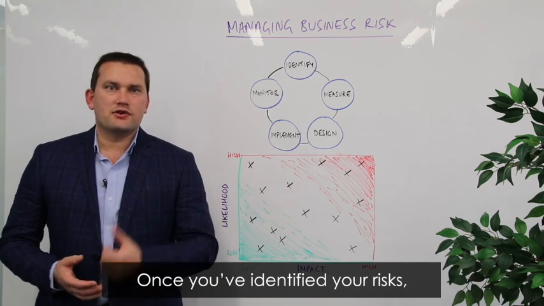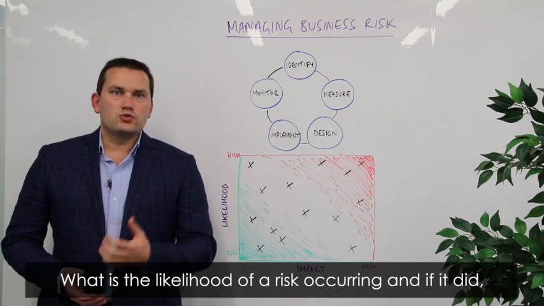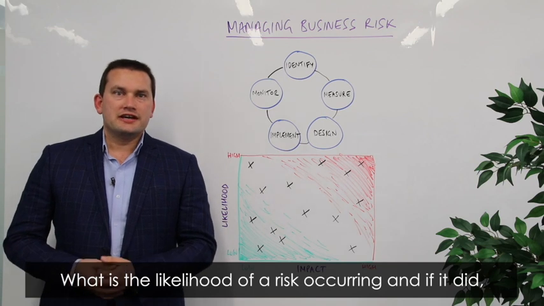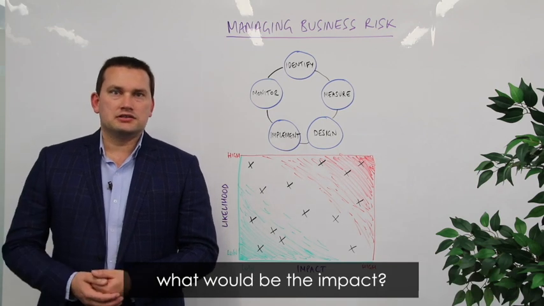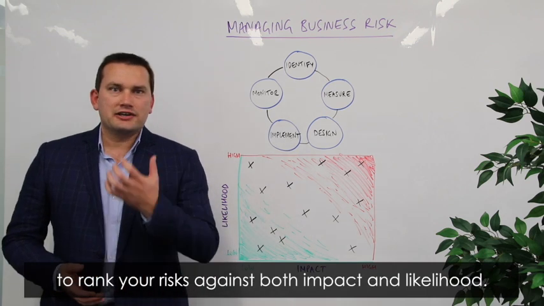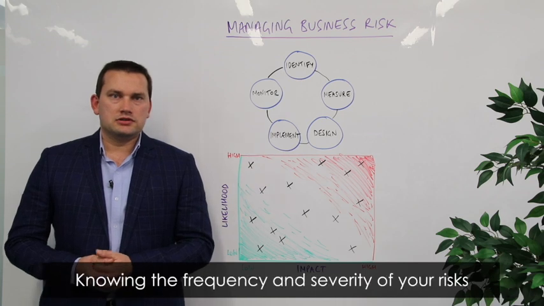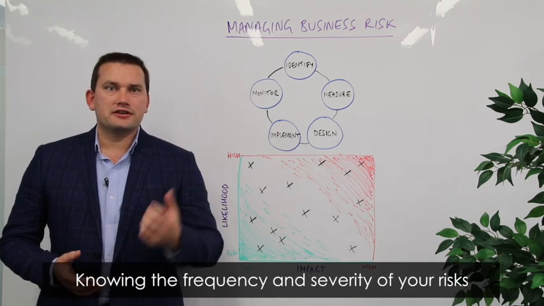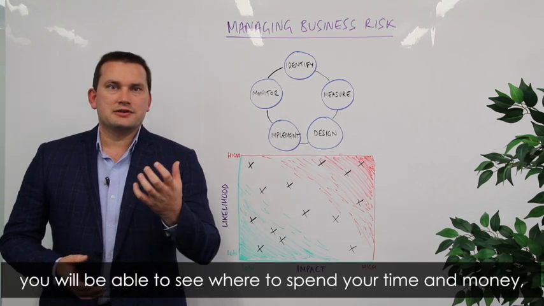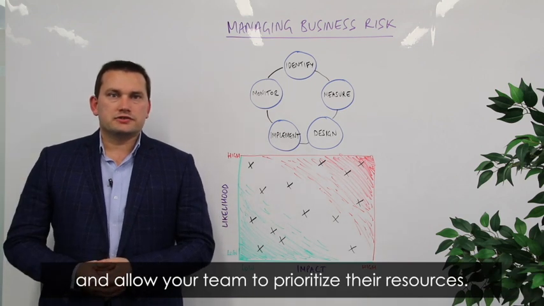Then once you've identified your risks, you need to analyse and measure them. So what is the likelihood of a risk occurring, and if it did, what would be the impact? And you can use a heat map, as shown here on the board, to rank your risks against both impact and likelihood. Because knowing the frequency and severity of your risks, you'll be able to see where to spend your time and money and allow your team to prioritise their resources.